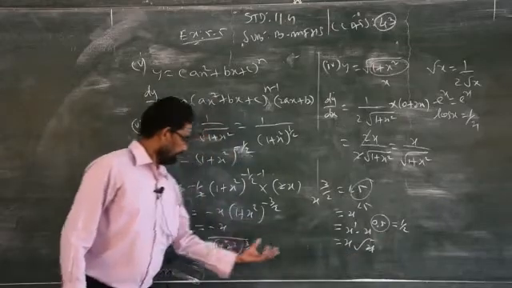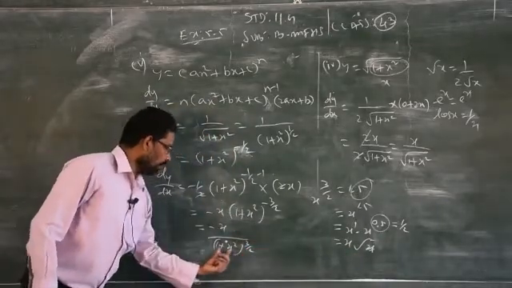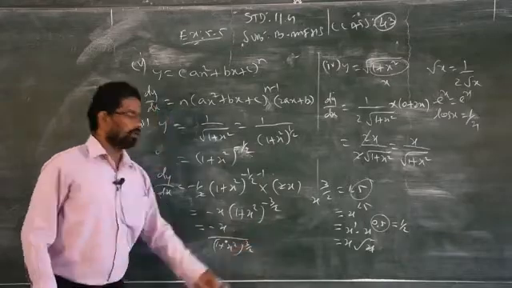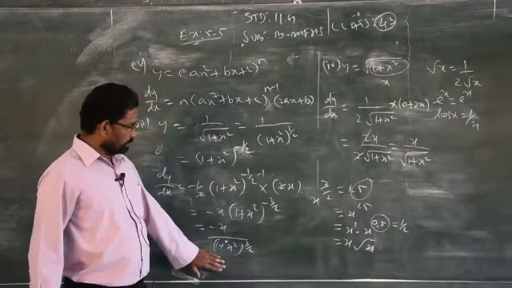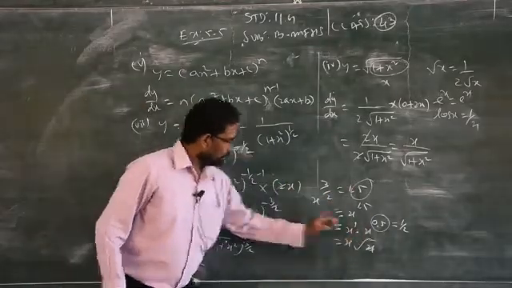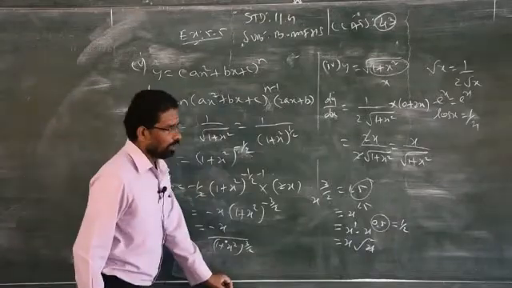Based on this concept, you can rewrite this also. Clear? Minus x by (1 plus x square) into square root of (1 plus x square). If you want to express it in this format, you can; otherwise leave it as it is. No reduction in your marks.